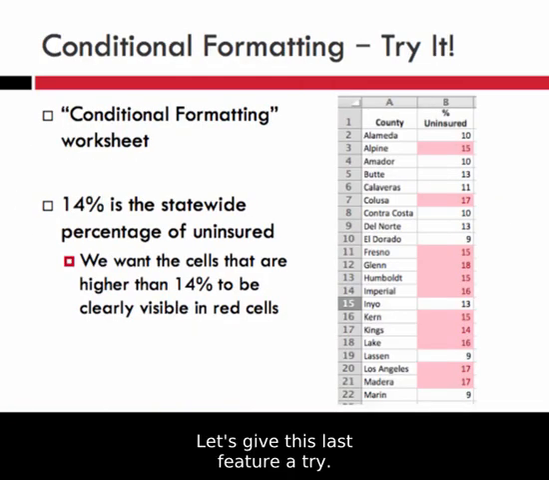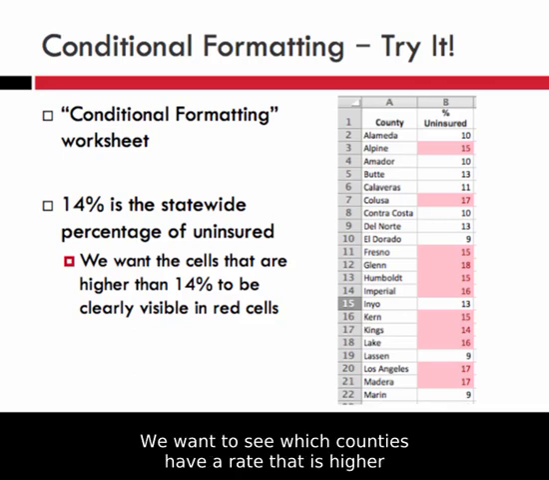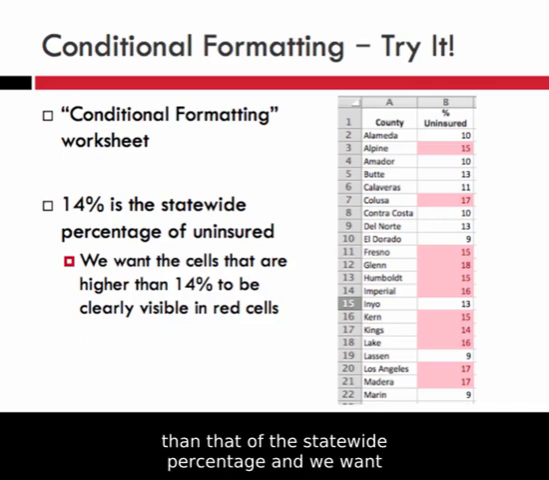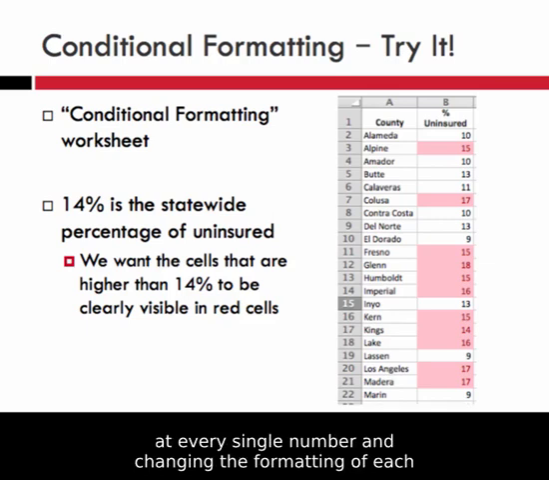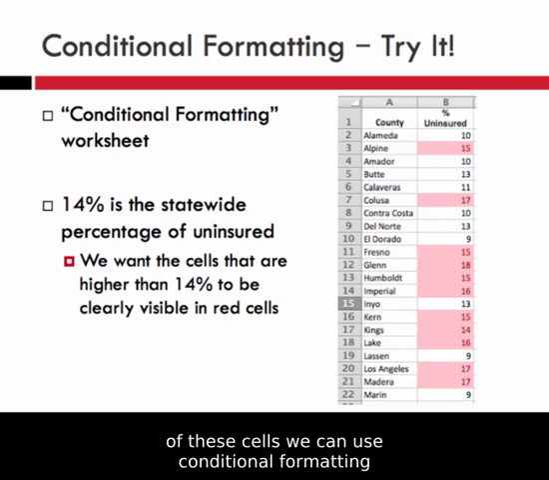Let's give this last feature a try. Go to the Conditional Formatting worksheet. We know that the statewide percentage of uninsured is 14% in California. We want to see which counties have a rate that is higher than that of the statewide percentage. And we want to make those cells red. Rather than manually going through and looking at every single number and changing the formatting of each of these cells, we can use conditional formatting to do this for us.